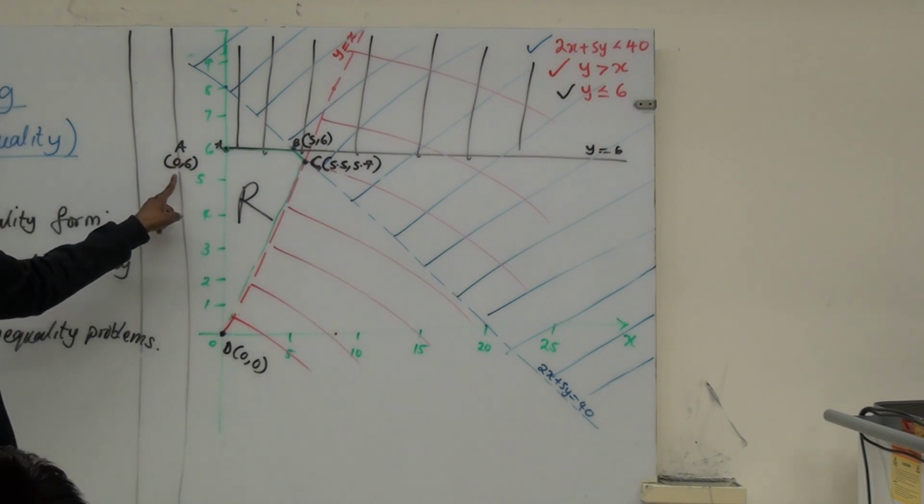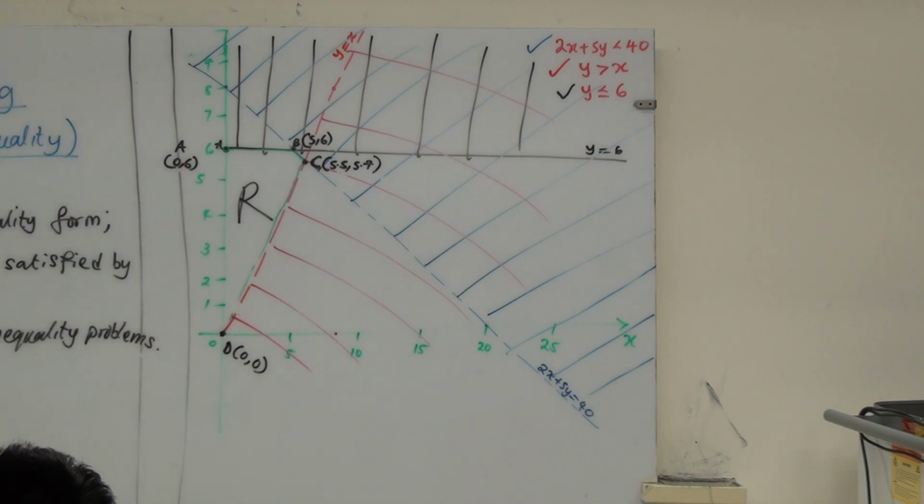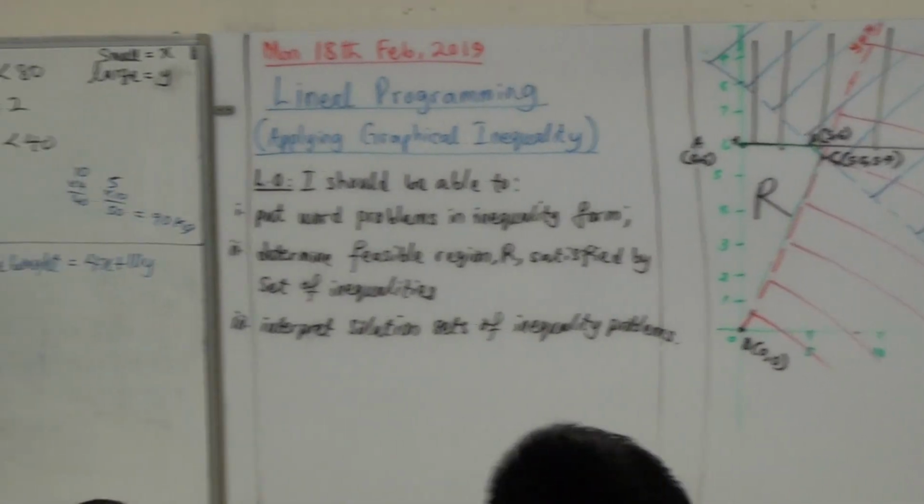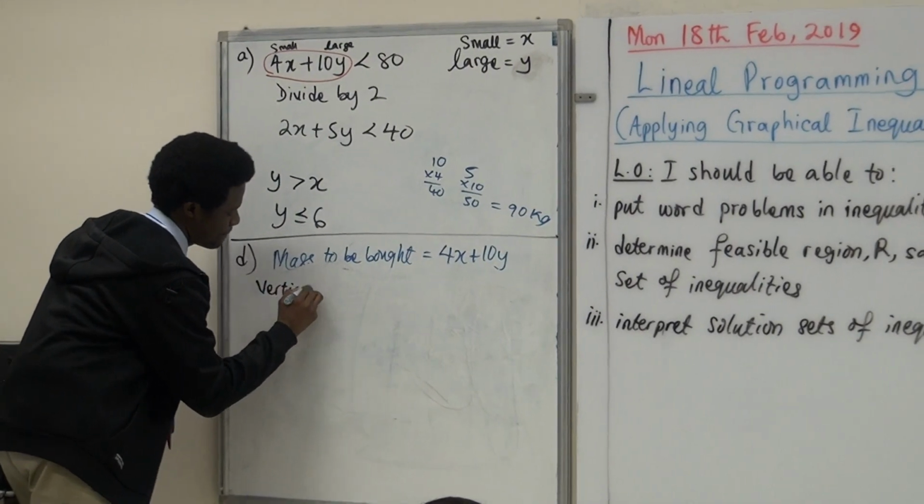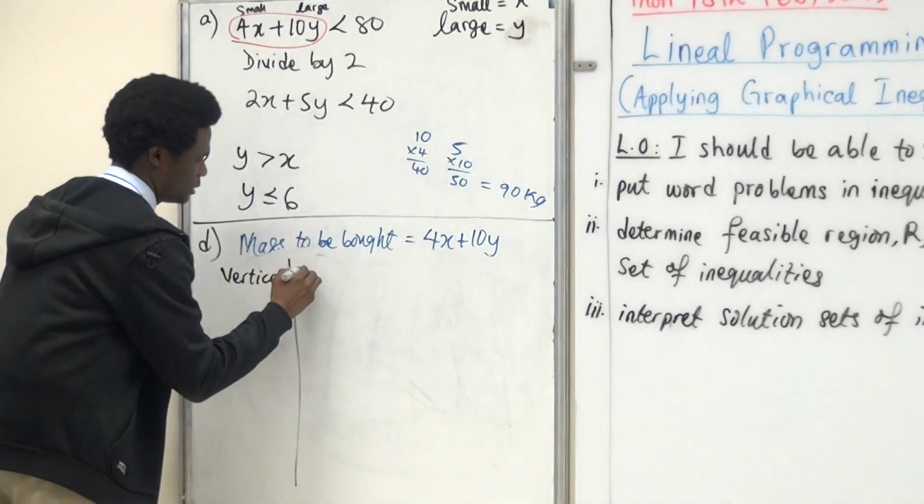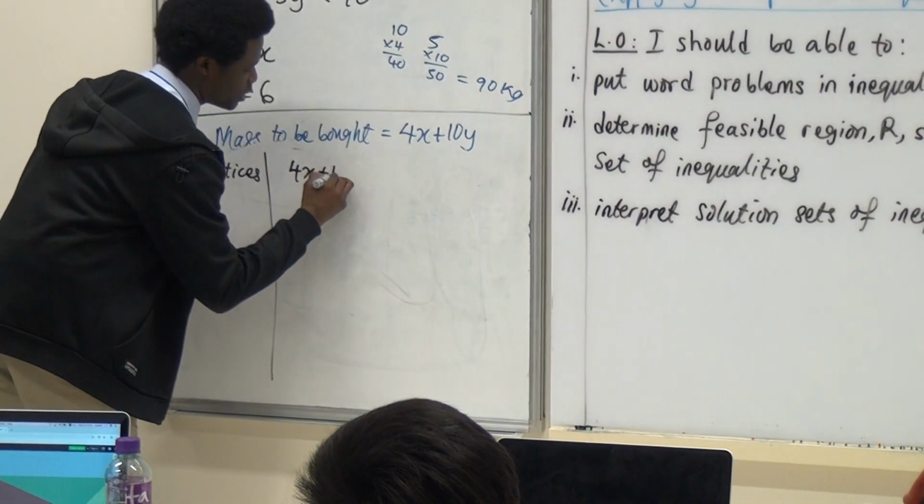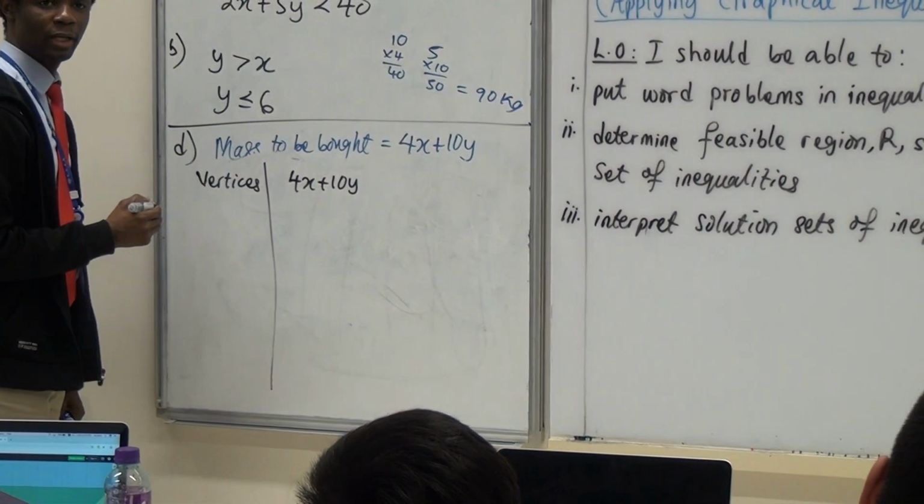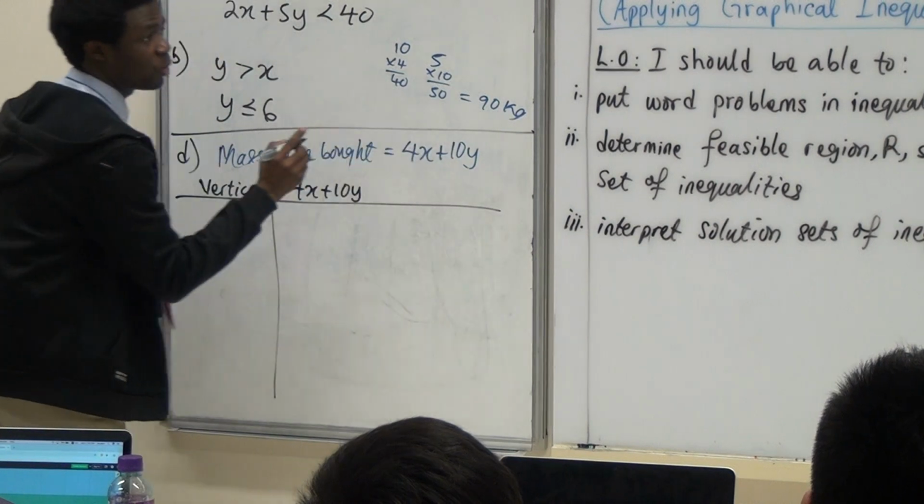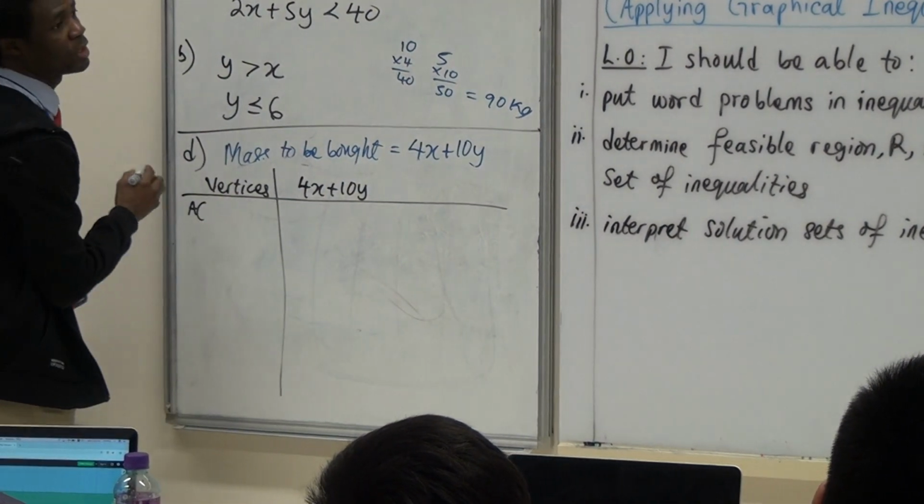So you can check this one. When x is 0 and y is 6, what is this function? 60. Agree? So this is what we usually do at the last point in linear programming. Look at what I'm doing. Vertices. Then I want to evaluate 4x plus 10y. So what is the first vertex? So point A, what is point A? 0, 6.